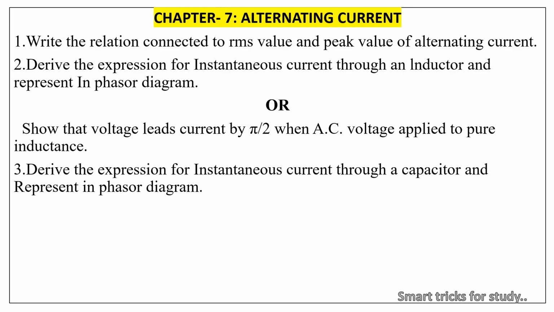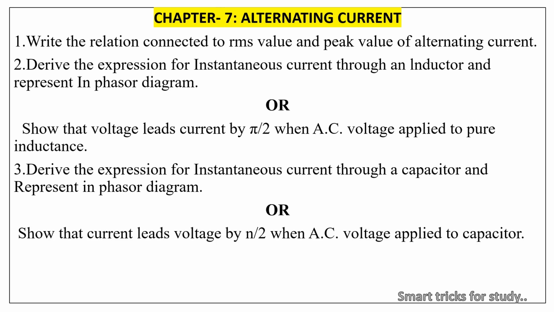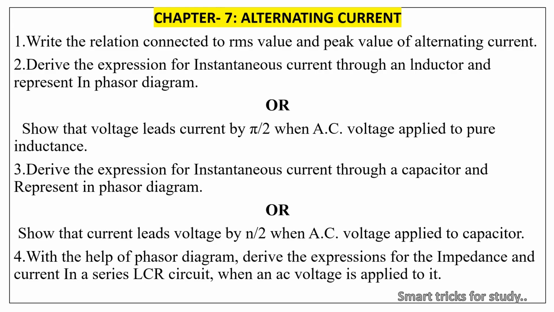3. Derive the expression for instantaneous current through a capacitor and represent in phasor diagram, or show that current leads voltage by pi by 2 when AC voltage applied to capacitor.